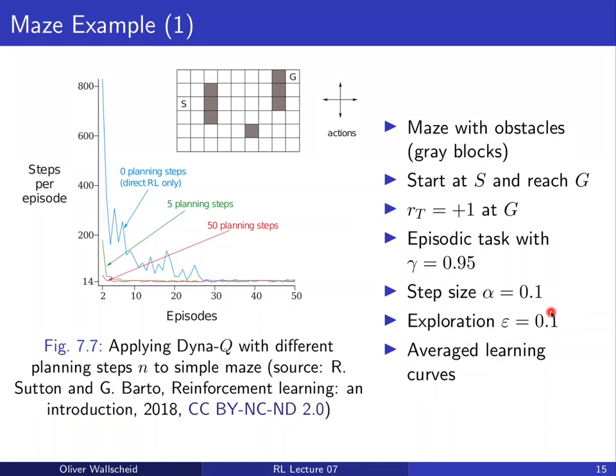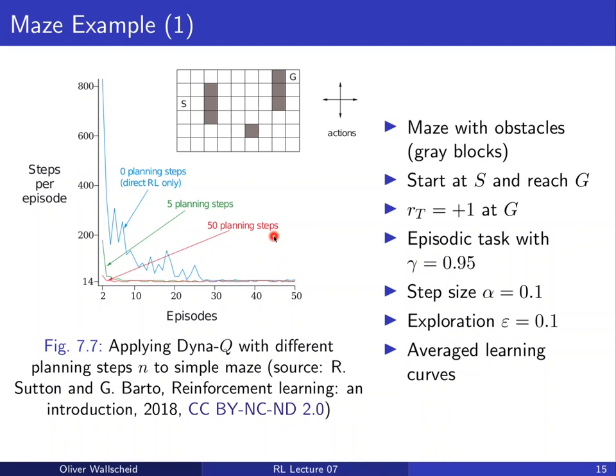We operate with epsilon-greedy Q-learning, so epsilon is here 0.1. And these learning curves, which are depicted here, are averaged over a couple of individual runs in order to compensate for individual stochastic influences, for example, here by the exploration randomness. And what we can see here basically are three learning curves, either applying n equals 0. So in this case, as we have stated in the previous slide, we would get the direct reinforcement learning only, so simple Q-learning, as we have discussed already in previous lectures. And then n equals 5 or n equals 50, so using Dyna-Q with internally 5 model-based learning steps or 50 model-based learning steps.